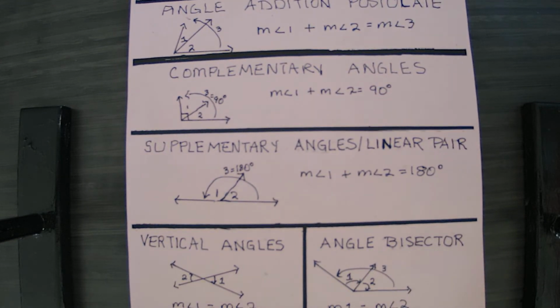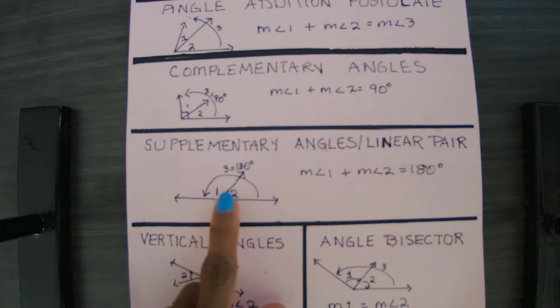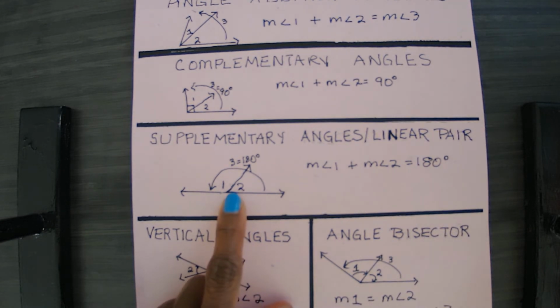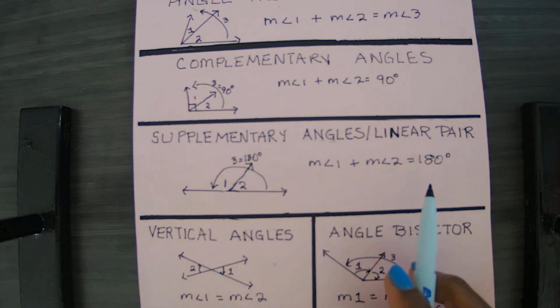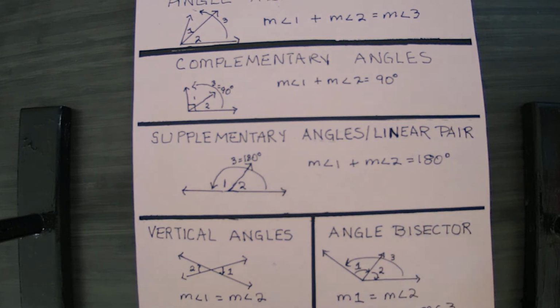Next, we talked about supplementary angles, also called a linear pair. This is an example of a linear pair, but the angles do not have to be adjacent in order for them to be supplementary. Their sum just has to be 180. So the measure of angle 1 plus the measure of angle 2 must equal 180.